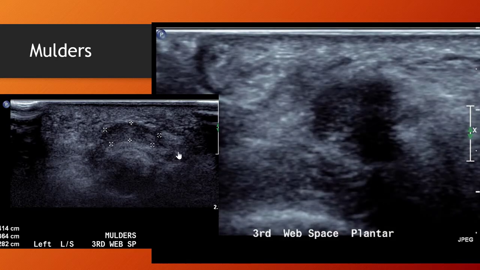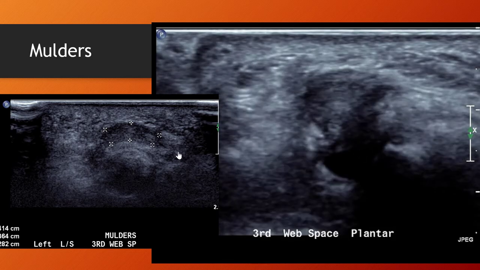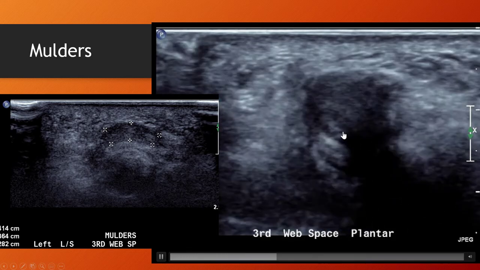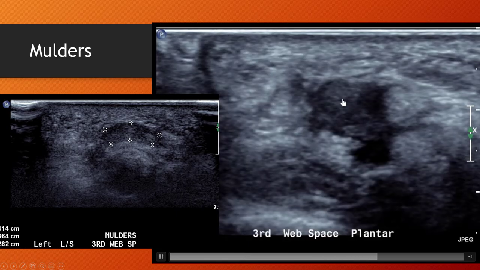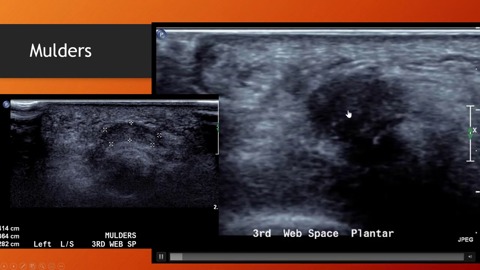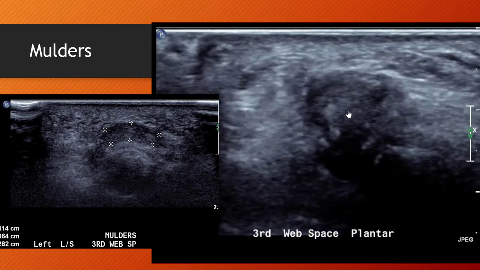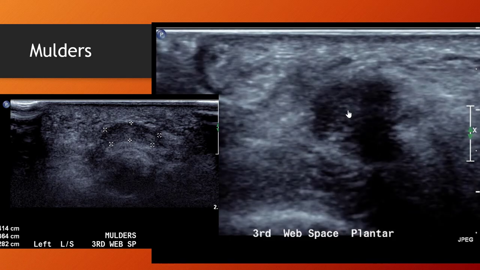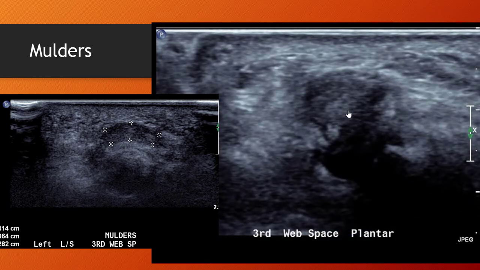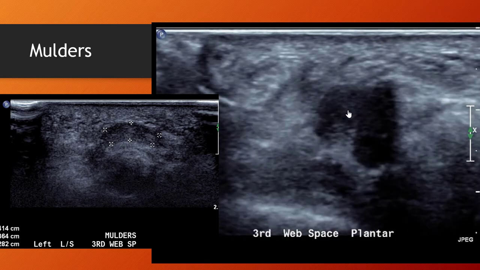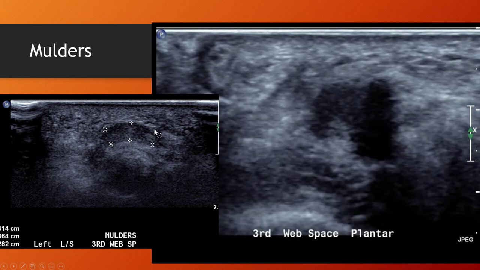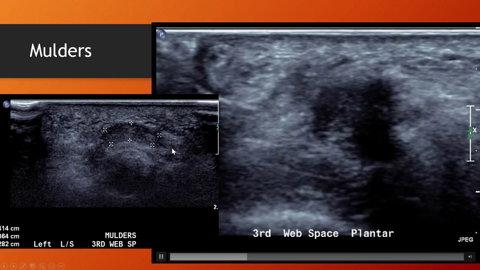Now to a more obvious case. So we can see a Mulder maneuver being performed. There's distortion of the bursa, and what's popping up is the solid component of the nerve. So you can actually feel a click in this patient. Now the click is not necessarily indicative of a neuroma. It can be that chronic bursitis that clicks as well. But once the Mulder's been performed, we can now measure the nerve more accurately.